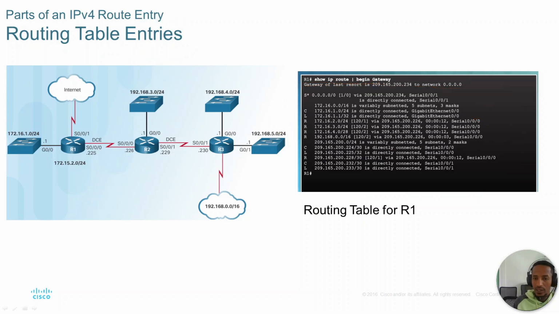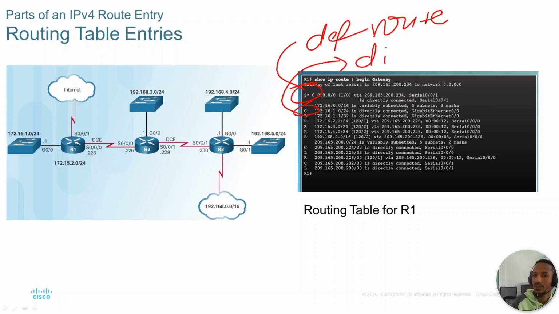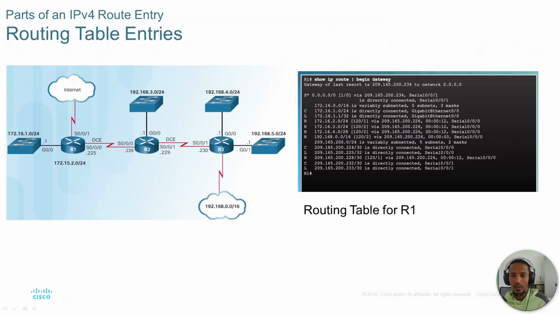So whenever you have the letter C, what does it indicate? That is directly connected. If you see S asterisk, that means default route. So this is the default route. What is C? C is directly connected. What about R? R is RIP. So whenever you learn some information through RIP, that's what we call R. So this is a routing table entry.